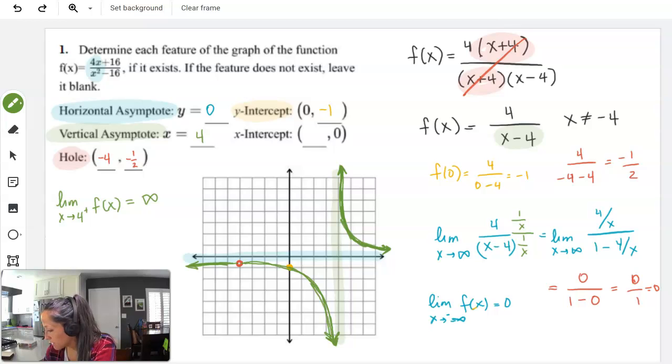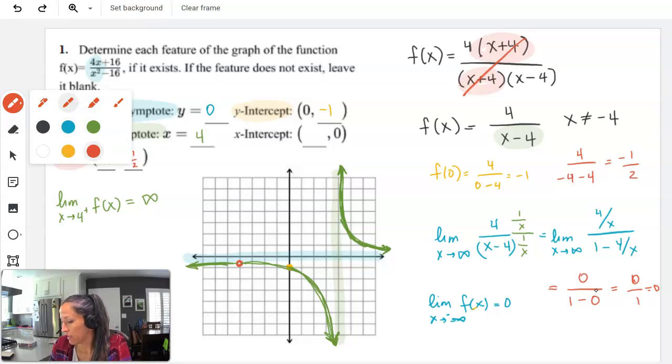It has that same shape. The only difference is we have a hole. We have that vertical stretch that we can't really even see in our sketch. And then we also have the shift of 4 to the right. Now let's look at the hole. The hole would be the same business, right? If we're talking about the hole.